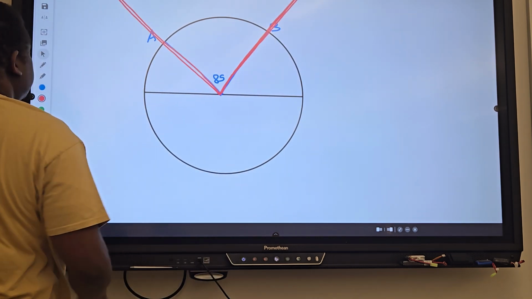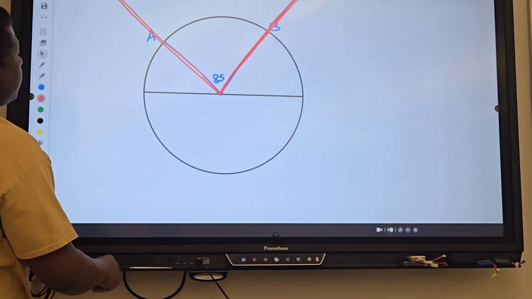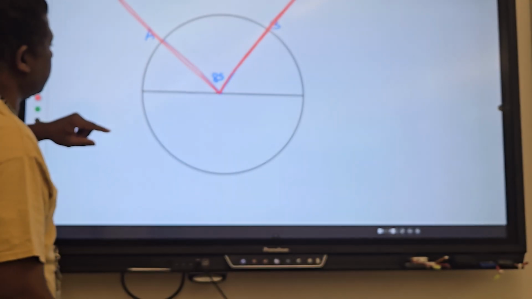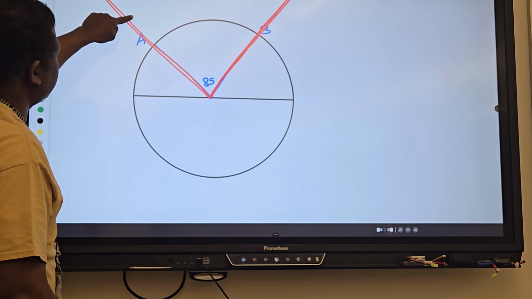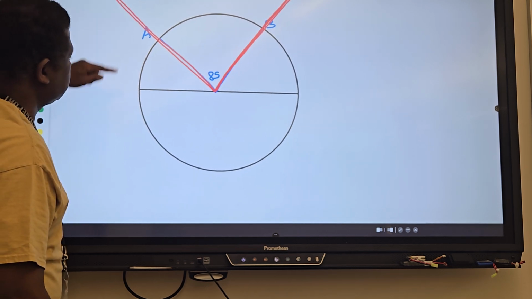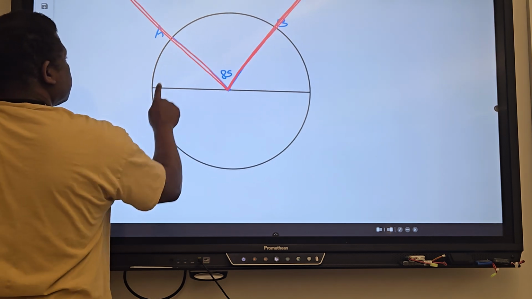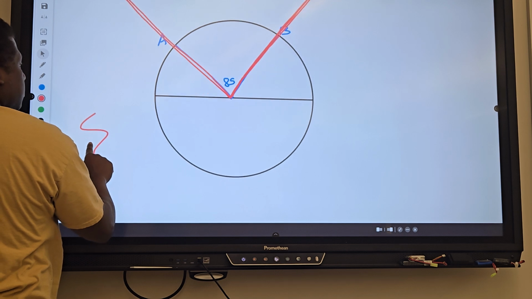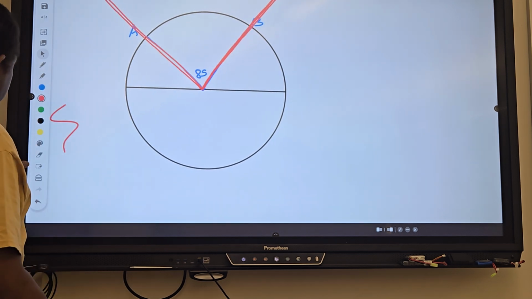And what I'm going to do, now notice this red angle here is 85 degrees. It's a central angle in the middle of the circle. What I'm going to do is I'm going to take this, and I'm going to move it down. Doesn't look like I could do that without moving the whole thing. Let me see if I could just move this. Nope, I'm moving the entire thing. So I'll do that later on.